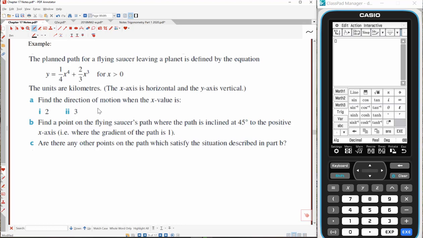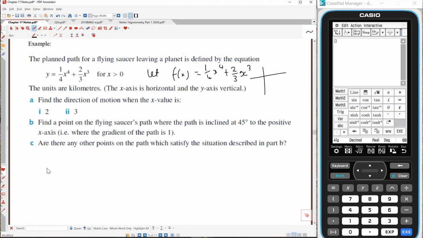So when we're talking about direction of motion, it's a little bit vague, I think, but what we're finding here is the angle made to the positive direction of the x-axis. The flying saucer is taking off, and the direction of motion will be the angle to the positive direction of the x-axis. So let f of x equal a quarter x to the power of 4 plus 2 over 3 x to the power of 3. I just want to turn this into something I can use with function notation.